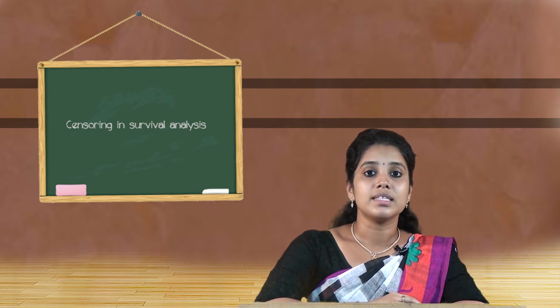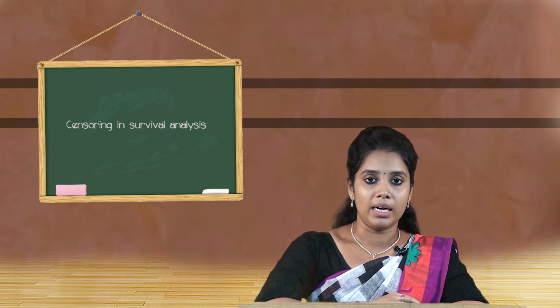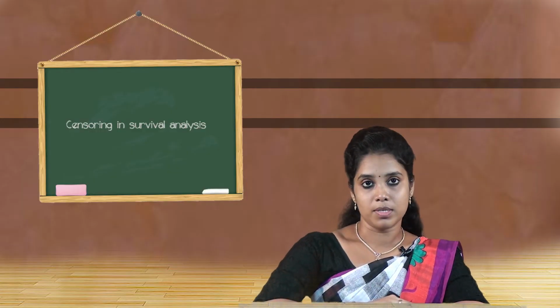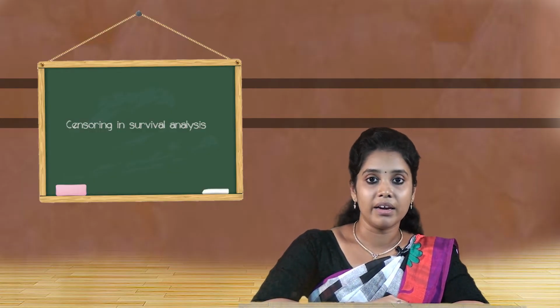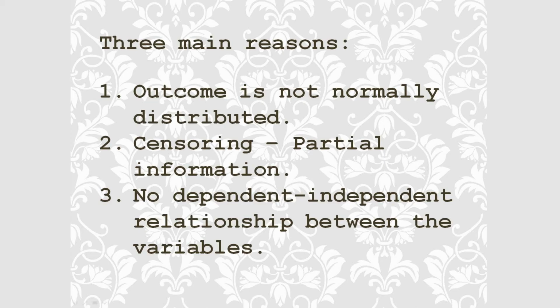I have told you that in survival analysis we model time to an event. So one question might come to your mind: why cannot one use linear regression analysis to model time to an event? There are main reasons for this. You all know that in linear regression analysis, the study variable that we consider needs to follow a normal distribution, which is not possible in survival analysis. In survival analysis, our study variable will be the time to an event, and usually it doesn't follow a normal distribution. And the second reason, which is one of the main reasons, is censoring.